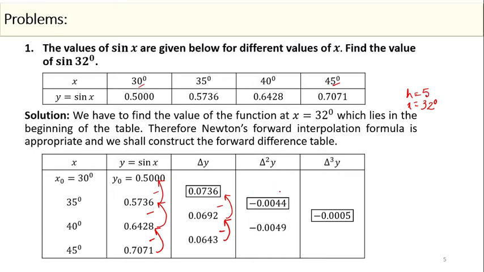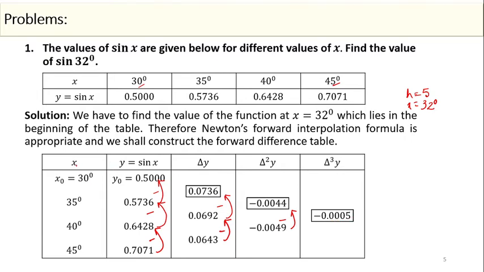These are the values of second forward differences, that is delta square y. Now to get the value of delta cube of y, subtract minus 0.0044 from minus 0.0049. That is minus 0.0049 minus minus 0.0044 is minus 0.0005.